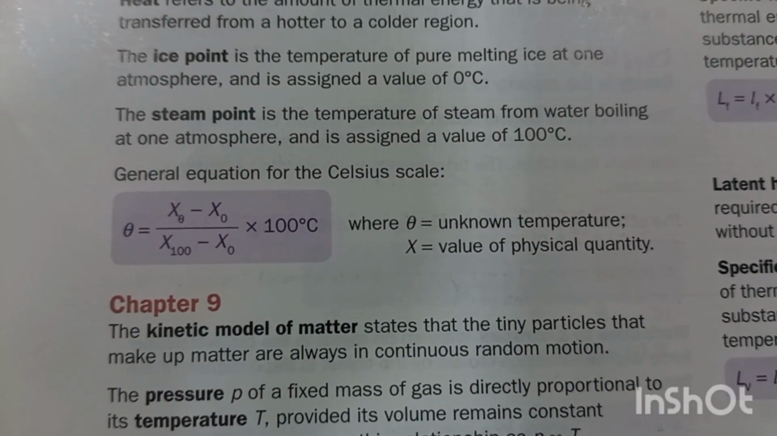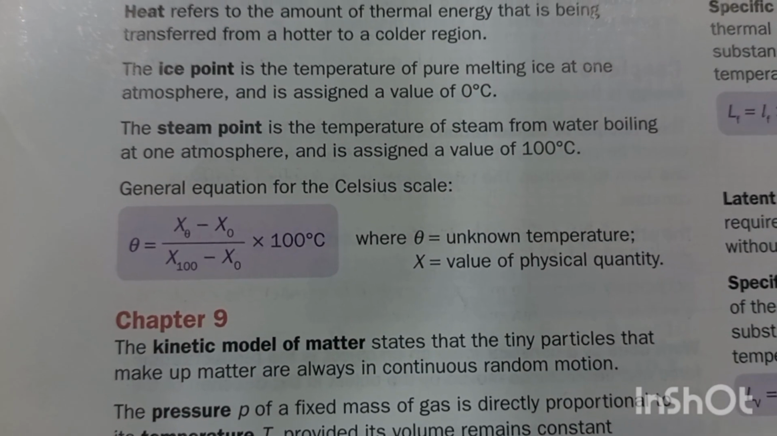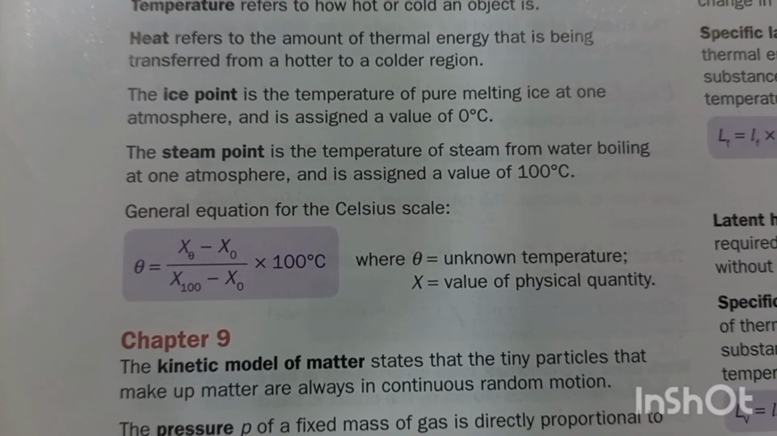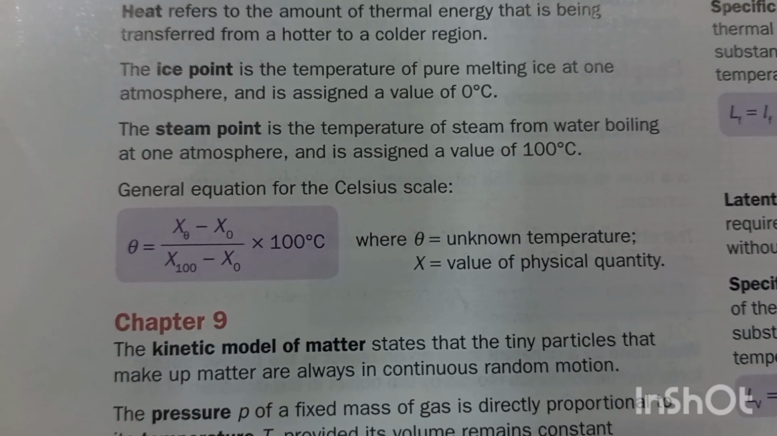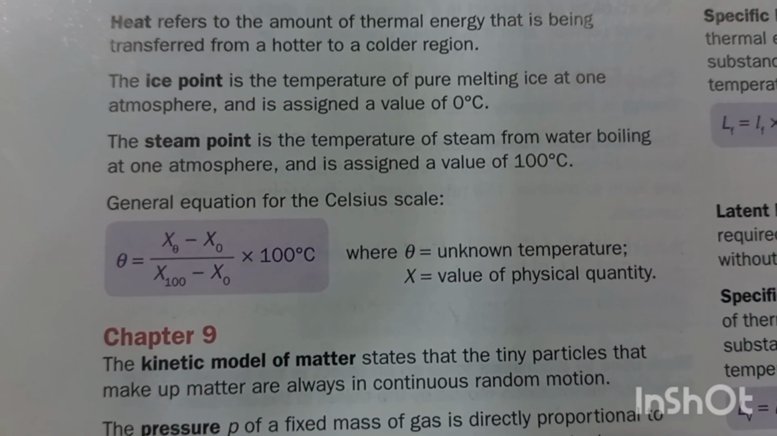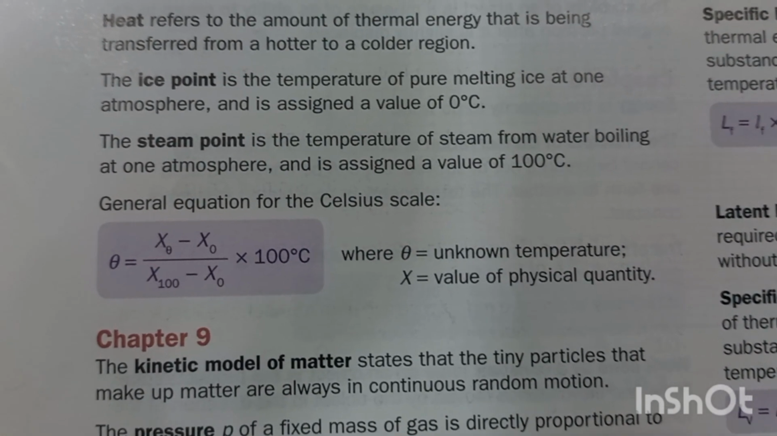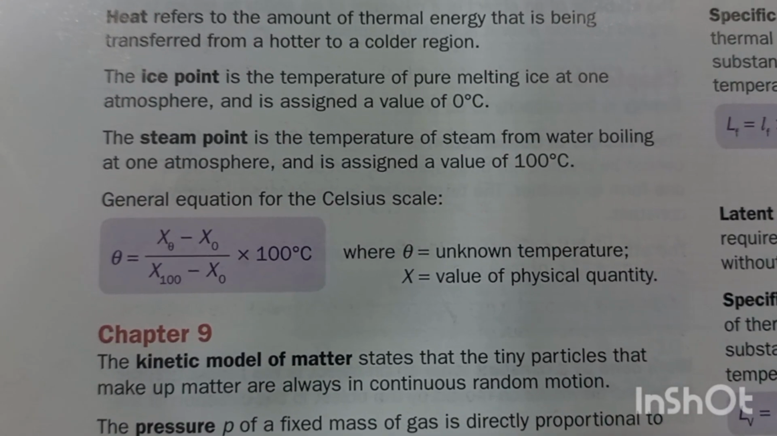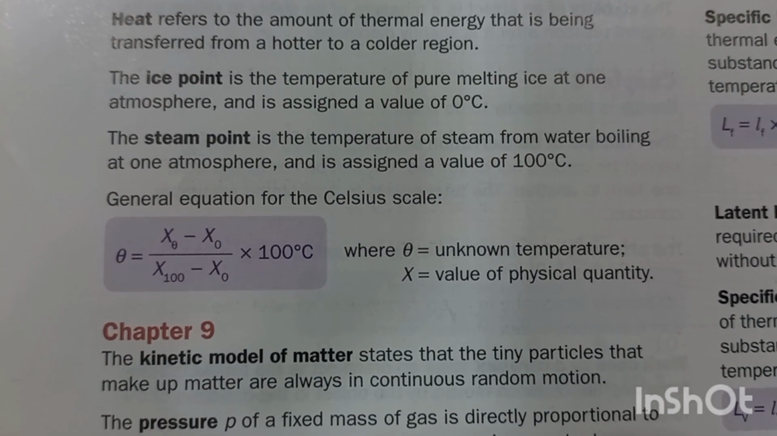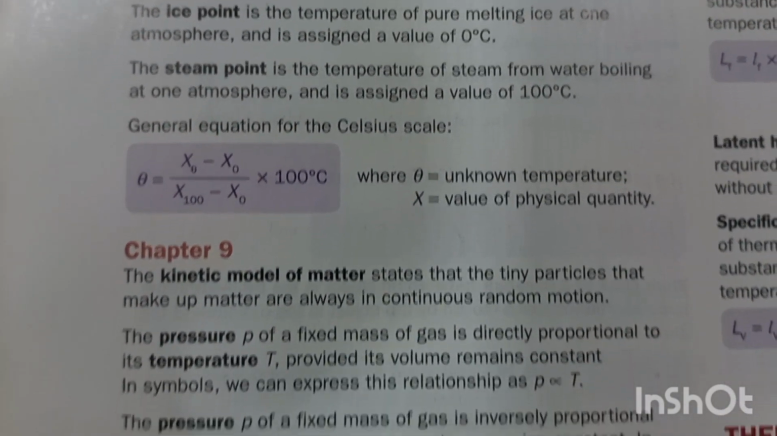General equation for the Celsius scale: θ = (xθ − x0) / (x100 − x0) × 100, where θ is the unknown temperature and x is the value of the physical quantity which will be changing with the change in temperature.